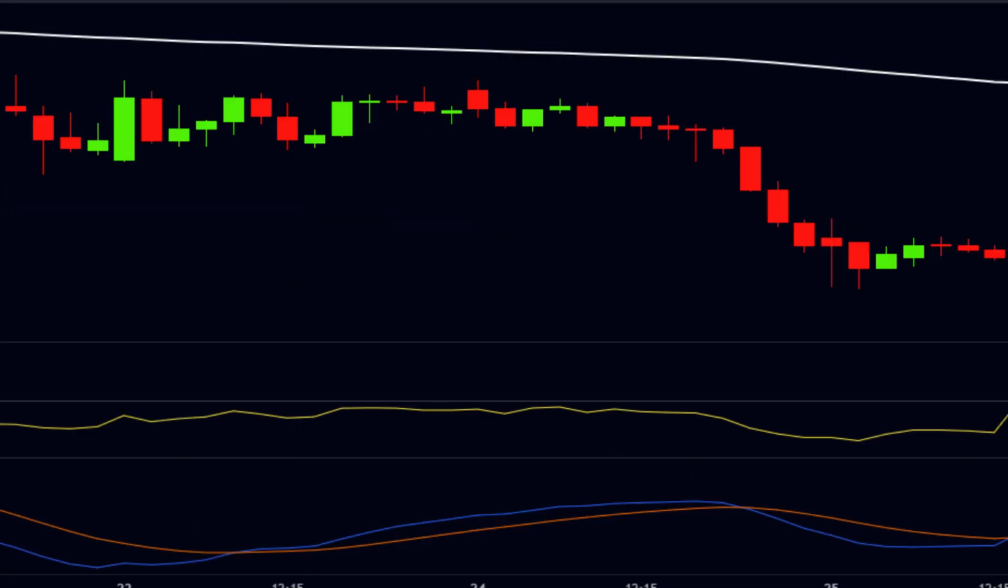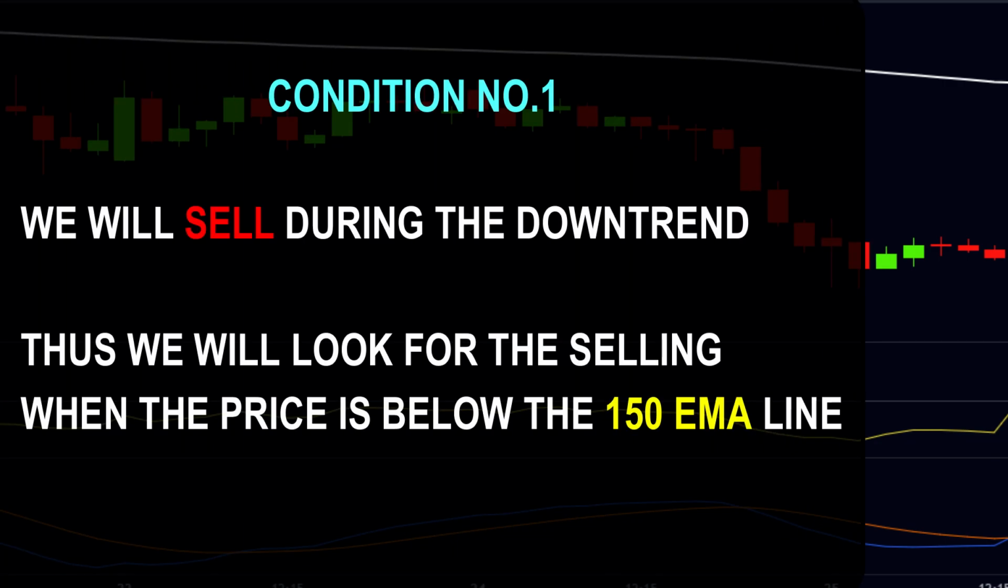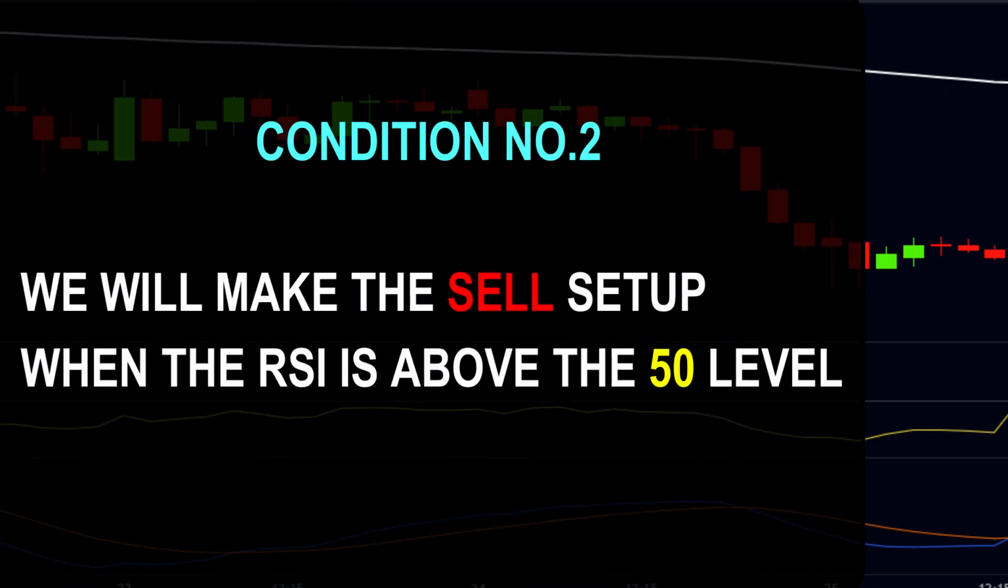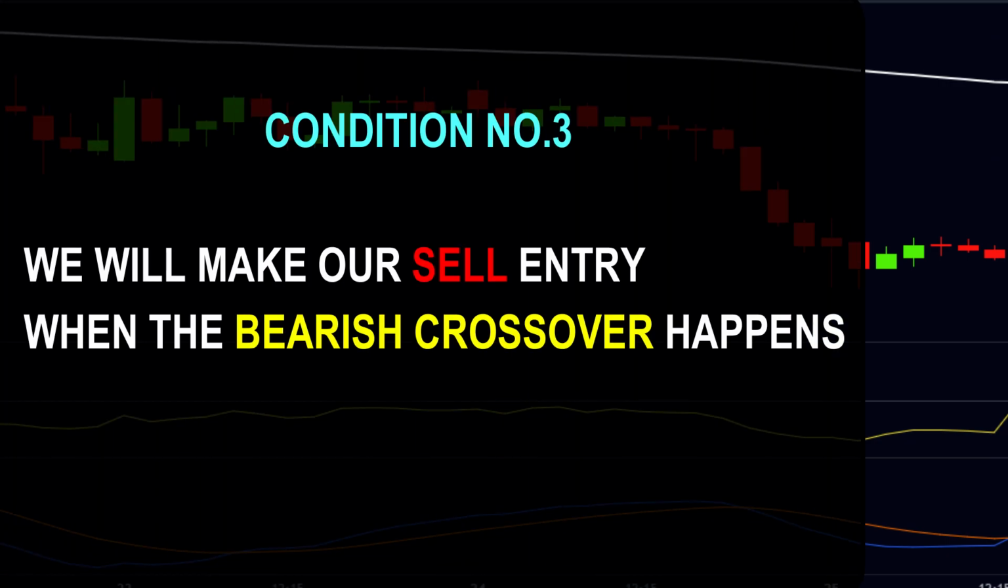Now we understand the conditions for the sell setup. Condition number 1. We will sell during the downtrend, thus we will look for selling when the price is below the 150 EMA line. Condition number 2. We will make our sell setup when the RSI is below the 50 level. Condition number 3. We will make our sell entry when the bearish crossover happens.